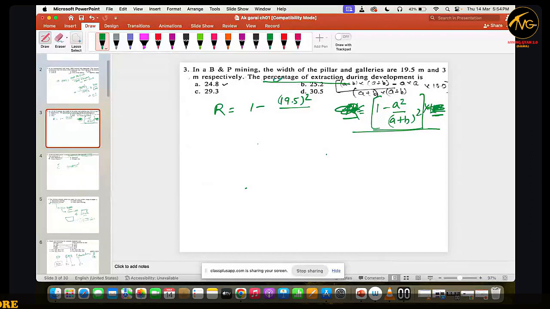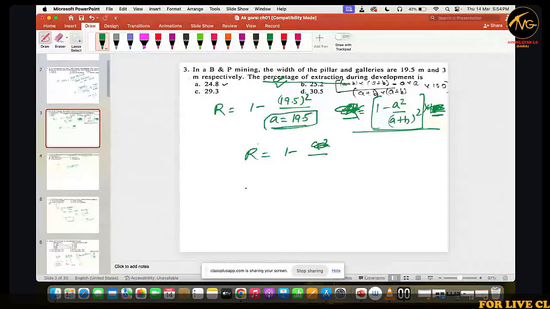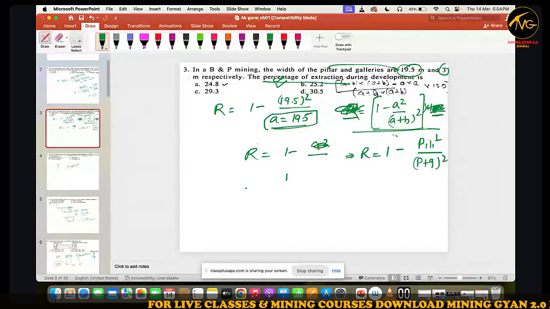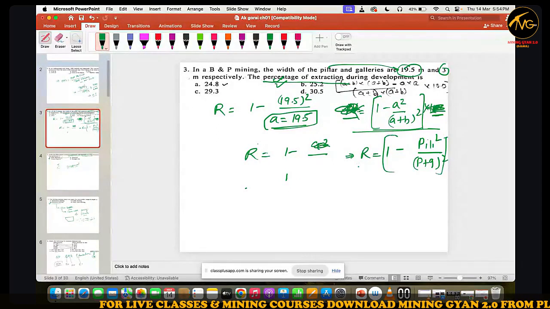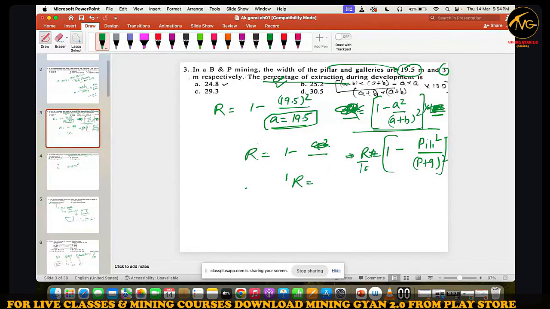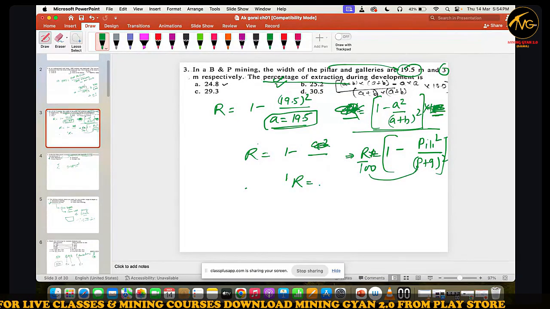So R equal to 1 minus a square by, here a equal to 9.5, मतलब ए जो गैलरी जो पिलर है ना, पिलर उसका 19.5 है, एंड गैलरी 3 का है. सो यहाँ पे फॉर्मूला क्या था हमारे पास, आर बराबर 1 माइनस पिलर का स्क्वायर अपॉन पिलर प्लस गैलरी का स्क्वायर. ठीक है, ये परसेंटेज में है. तो परसेंटेज मतलब 1 बाय 100 होता है, तो ये उधर चला जाता है, तो इसलिए हो गया.